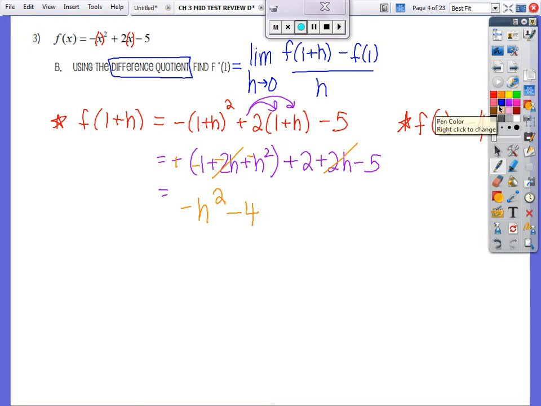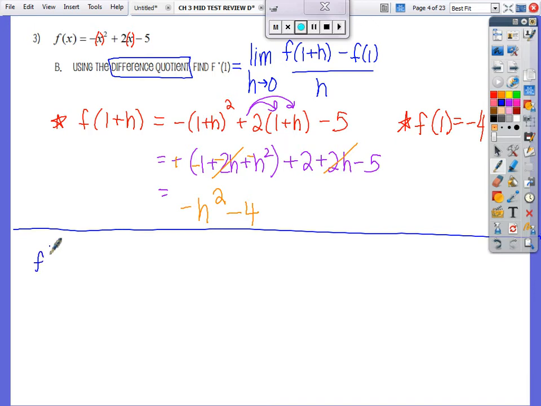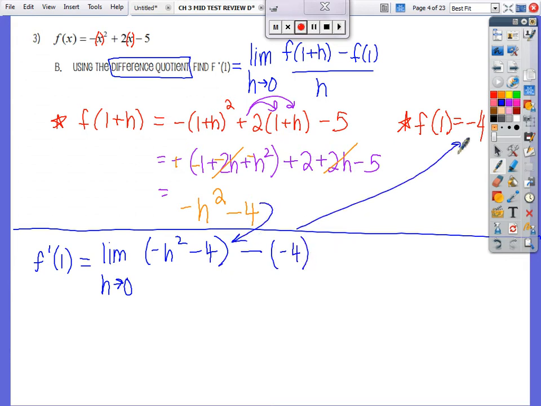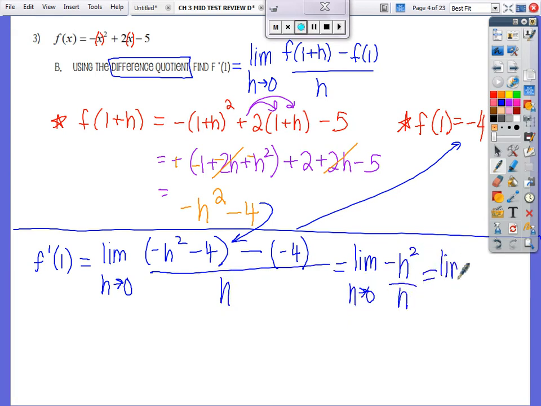And now, I'm going to actually do the derivative. So f prime of 1 would equal the limit as h goes to 0 of f of 1 plus h, which is -h squared minus 4, minus f of 1, which is -4, all over h. And we actually end up with the limit as h goes to 0 of -h squared over h, which is equal to the limit as h goes to 0 of -h.